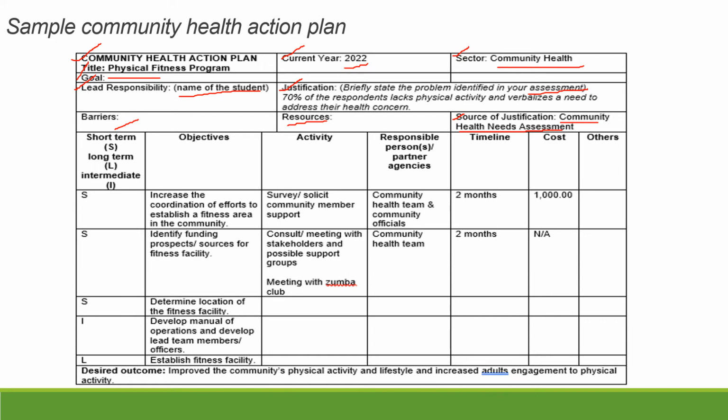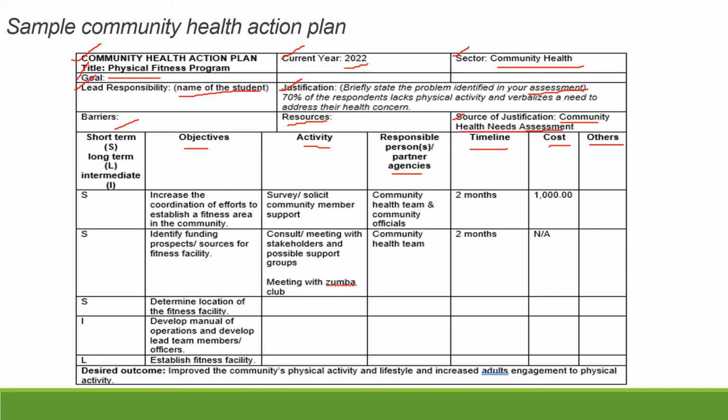Okay. So next, on the first column rather, we have here your short-term, long-term, or intermediate objective. Second column, we have here your objectives. Third, activity. Fourth, persons responsible or partner agencies responsible. Next, we have your timeline column, the costs, and others.